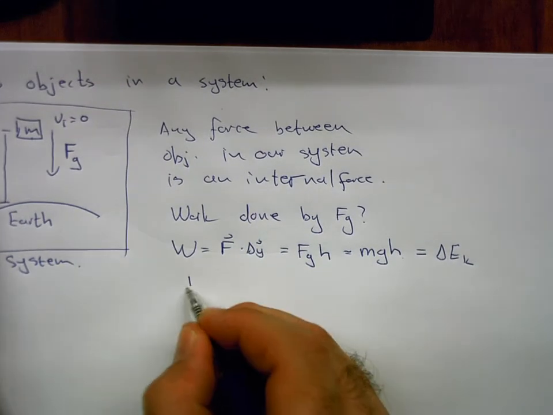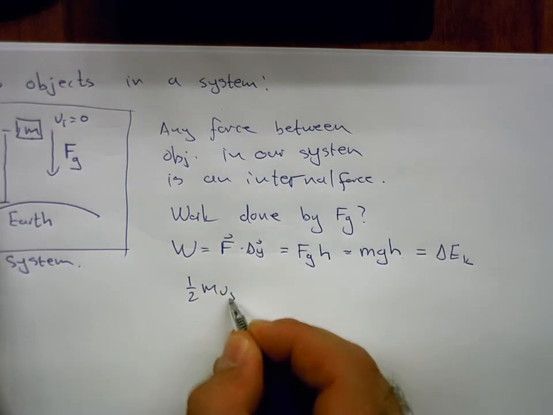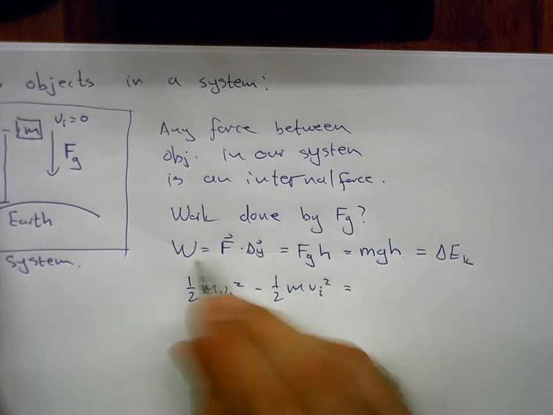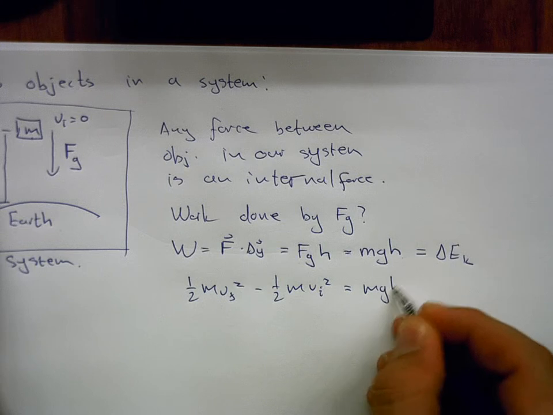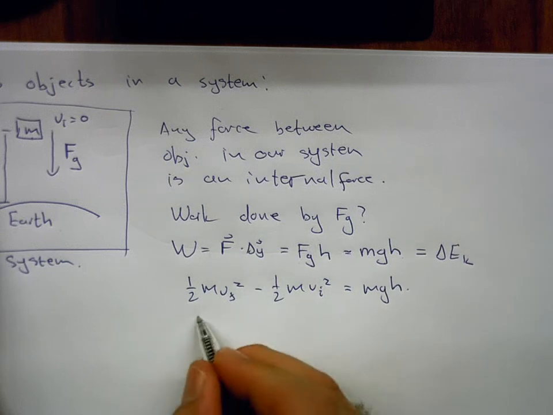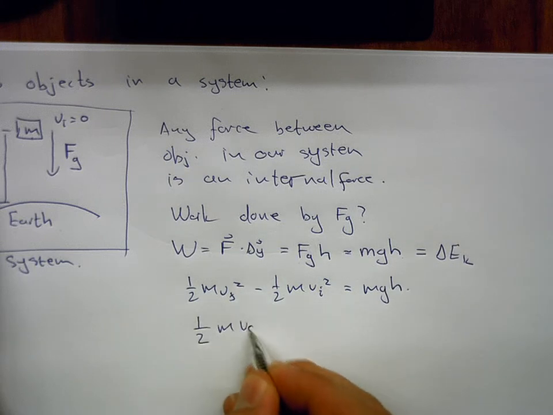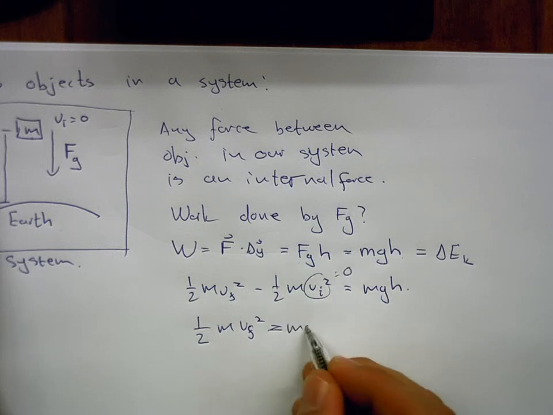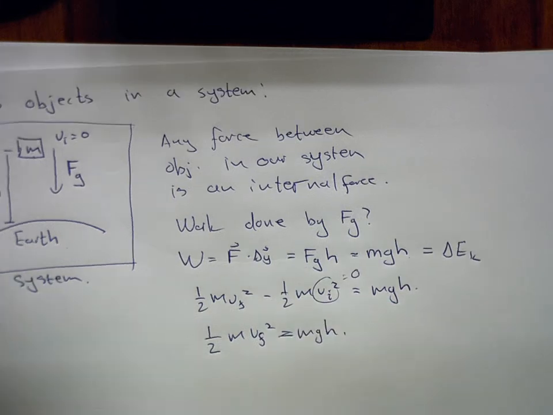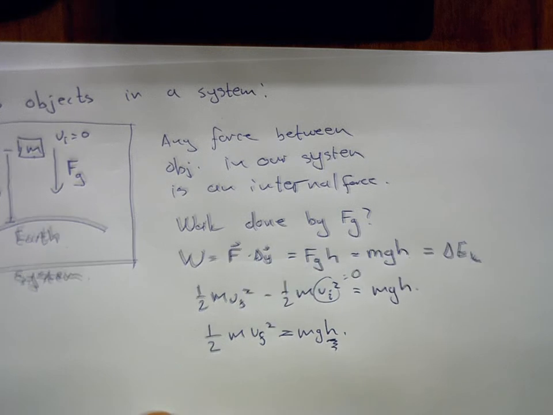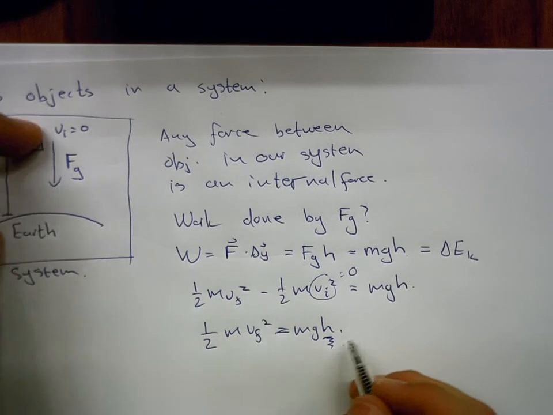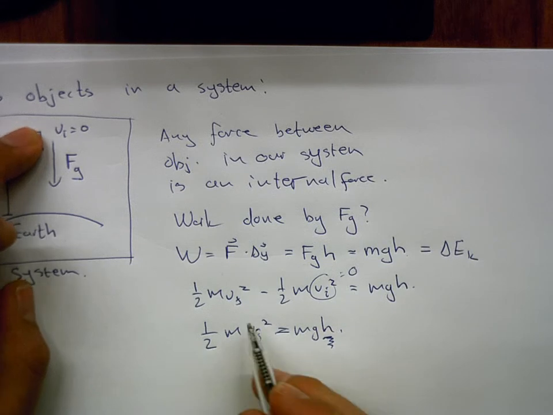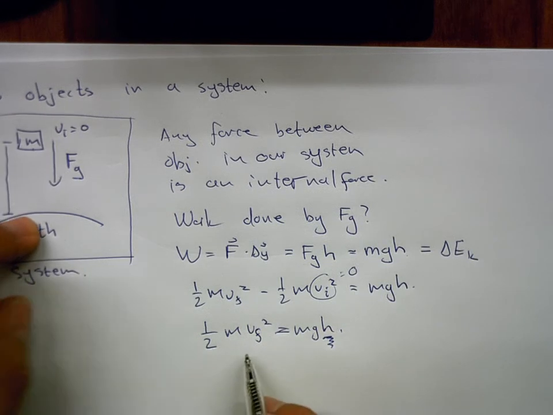So we have that a half m v final squared minus a half m v initial squared is equal to the total amount of work done, m times g times h. In this case, it would be a half m v final squared, because that is assumed to be 0 in this specific case, m times g times h. So we see that the higher the object is initially, if we make h larger, we also increase the kinetic energy that it can gain.